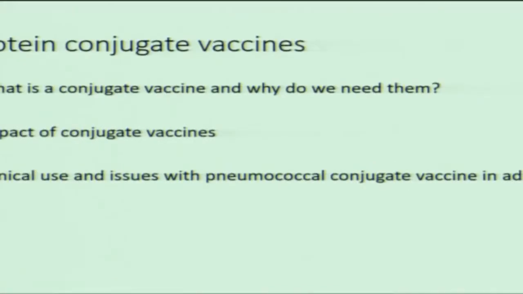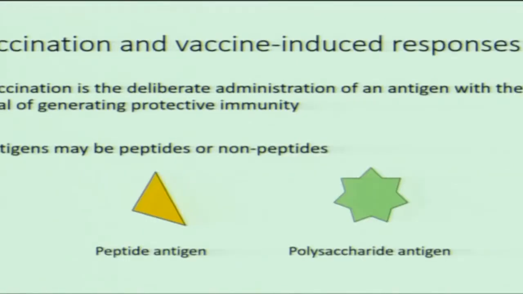So I want to tell you about what is a conjugate vaccine and why we need them, what impact they've had on disease epidemiology, and how we should use them, specifically focusing on pneumococcal conjugate vaccine. So just to give you a little bit of a review of some basic immunology.